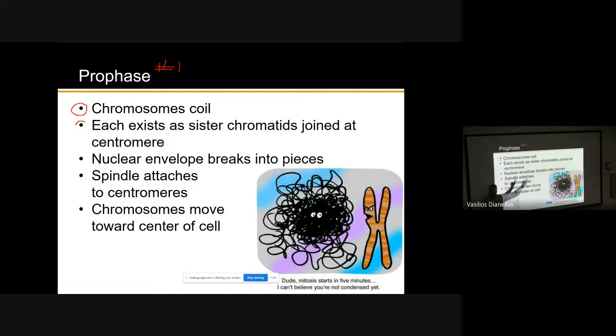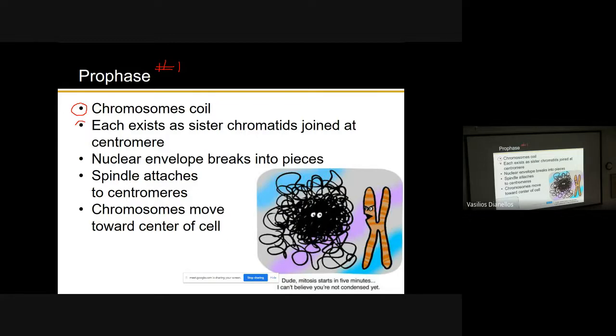And remember the balls of yarn to help you remember that. If you're going to move a bunch of yarn from one side to the other, you need to make little balls of yarn. Same thing with the chromosomes. If you're going to move the chromosomes from one side of the cell to the other, it would be easier if they coiled up.